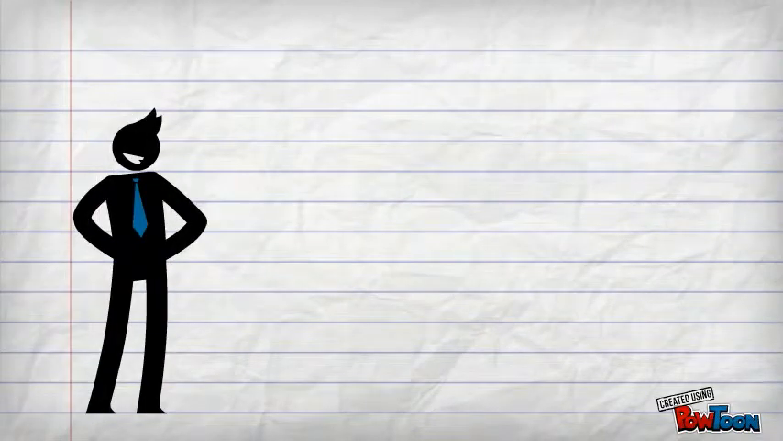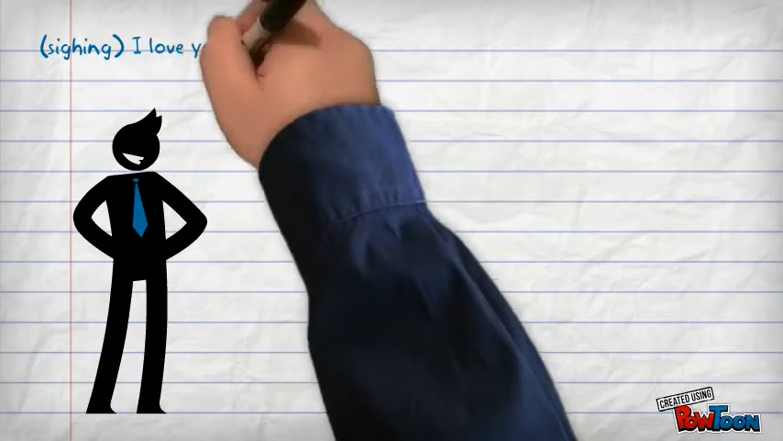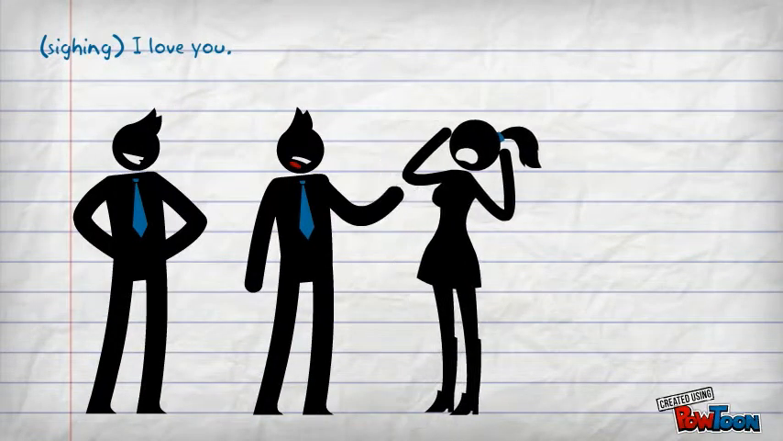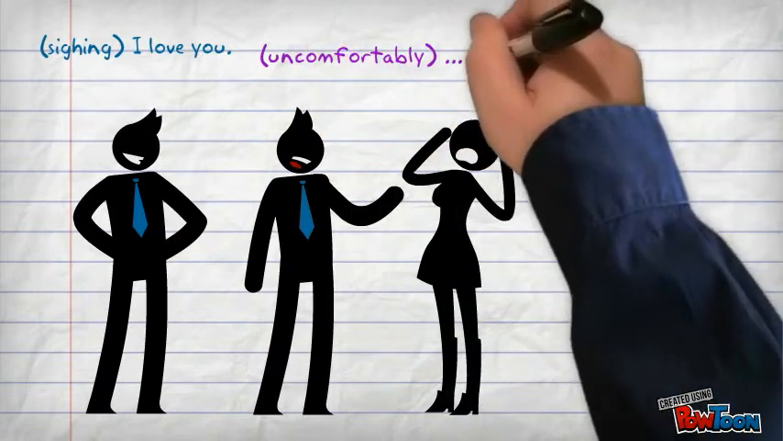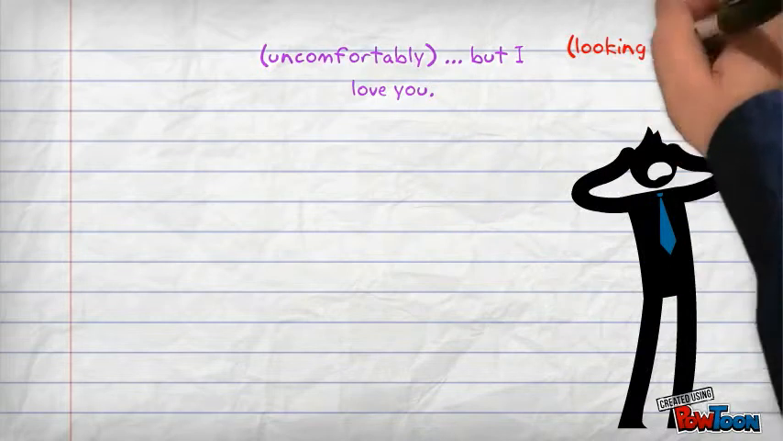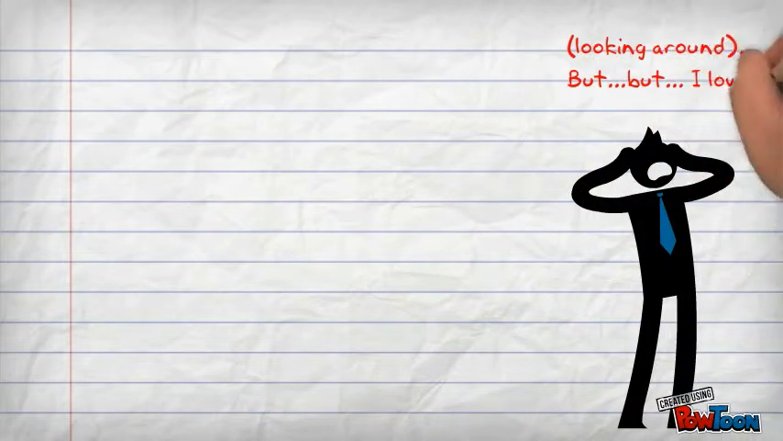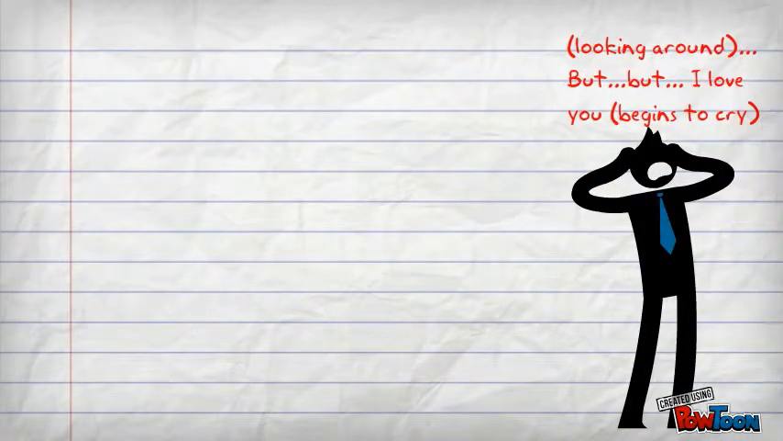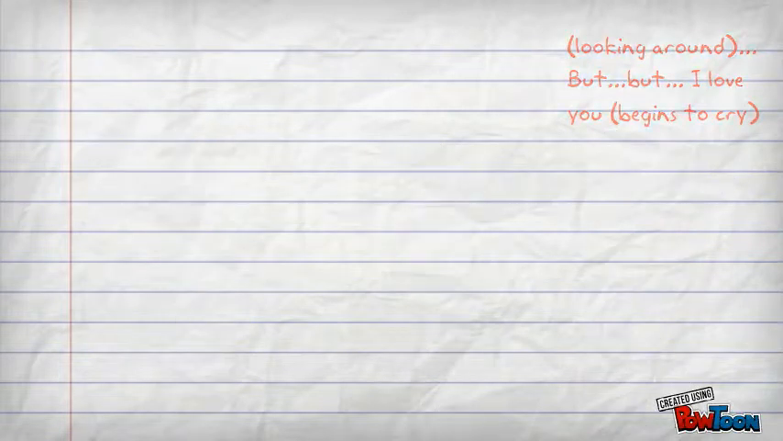So, for example, we could say, sighing, "I love you." Whereas someone who's a bit more uncomfortable might say uncomfortably, "But I love you." And then think about our poor guy on the right, looking around, "But I love you," begins to cry. How terrible.